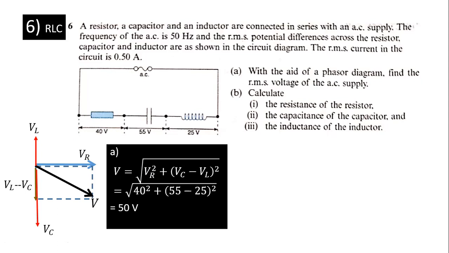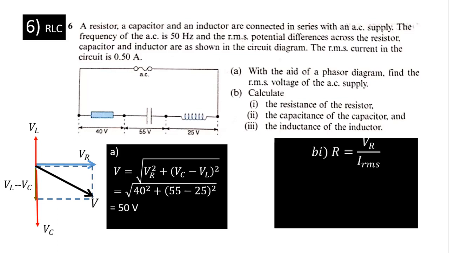Okay, how to calculate the resistance of the resistor? Yeah, I think we'll call this the last question. No point, you are too tired already to think through. Same: VR, the potential difference across R, divided by the root mean square current. Put in the value, 40 here. And then your current is given there. That's your current.